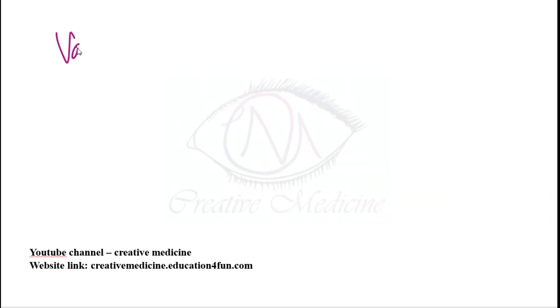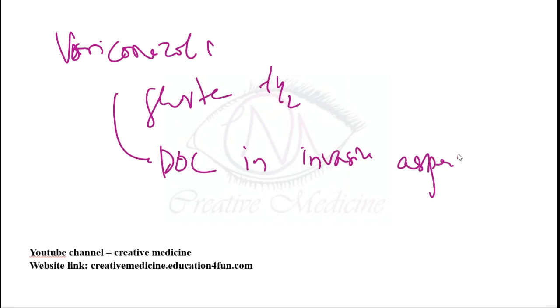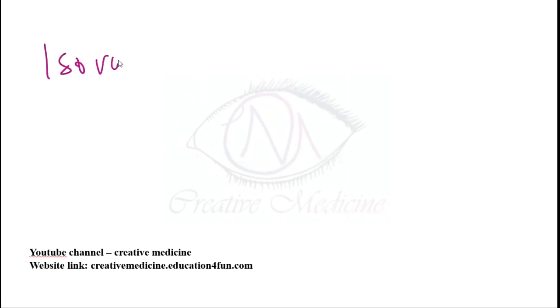Then we have voriconazole. Voriconazole has the shortest half-life, and it is the drug of choice in invasive aspergillosis. It can also be used in fusarium and pseudallescheria infections. Then we have one more drug, isavuconazole.